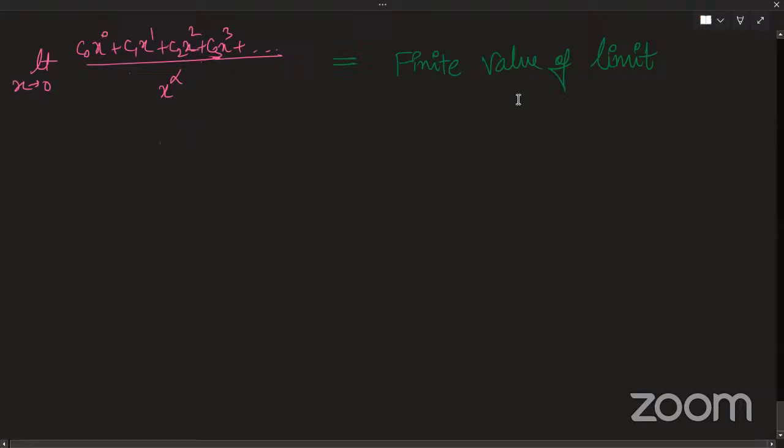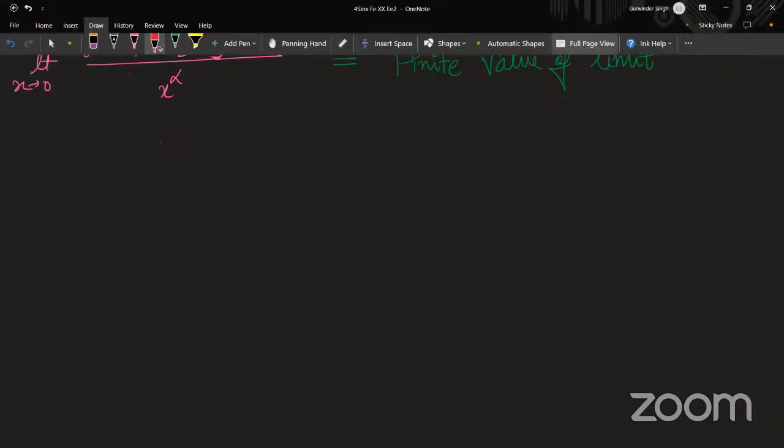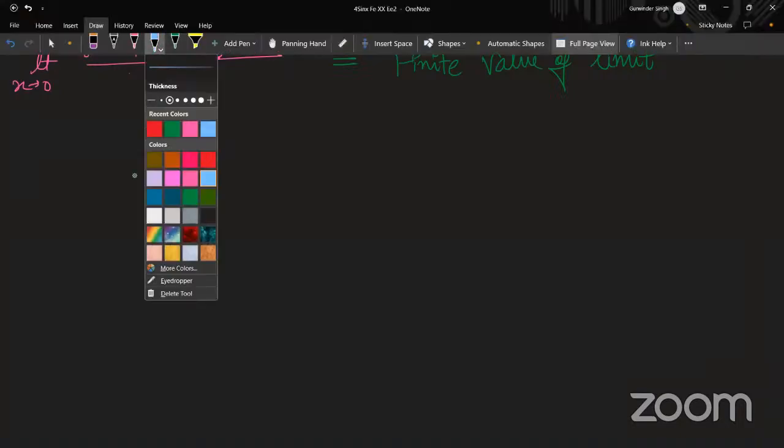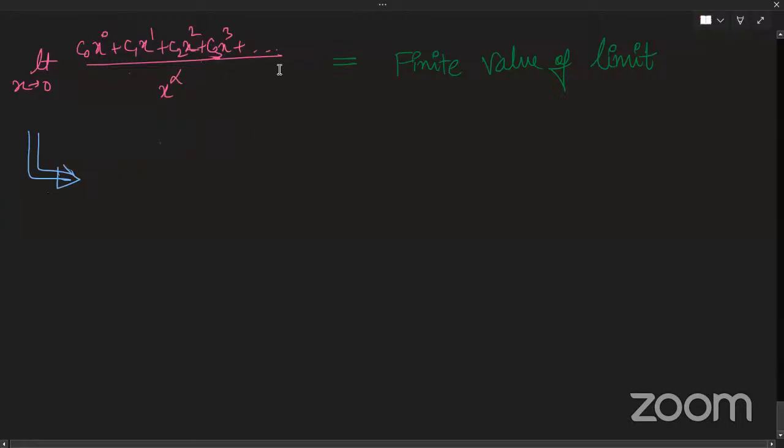You have a finite value of your limit. What will you interpret from this thing? Can anyone tell me? If I give you something like this, and I tell you beforehand that alpha is a positive number.